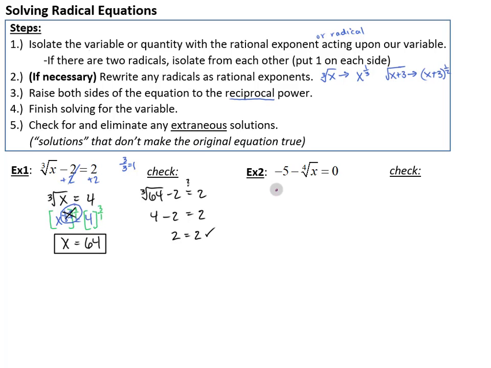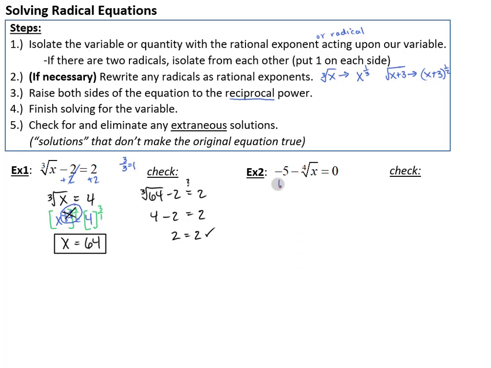So let's try number 2. Once again, isolate the variable or quantity with our radical or rational exponent. Okay, so we need to get this by itself. So think about some things we would need to get rid of here. This 5, which is held actually with addition or subtraction. Right, this is like minus 5 or negative 5, so we'll add 5 to the other side. And then we need to get rid of this negative sign as well. So you can think of that as maybe like a -1 times our quantity that we'll need to divide away.